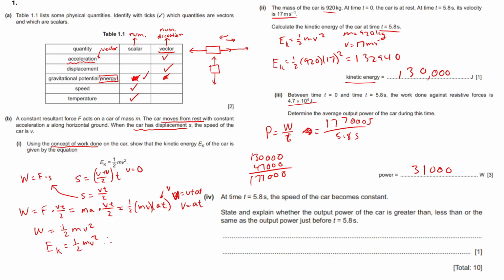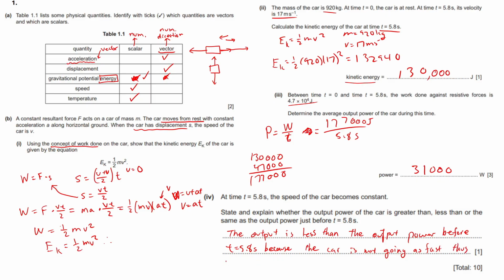So in this case, before the car reaches t equals 5.8 seconds, the output power is less than the output power at 5.8 seconds, because at terminal velocity, the resistive force is going to be constant, which means that before there's less resistive force, and thus less work is going to be done against the resistive force, basically. And there's another way to explain it, as shown.